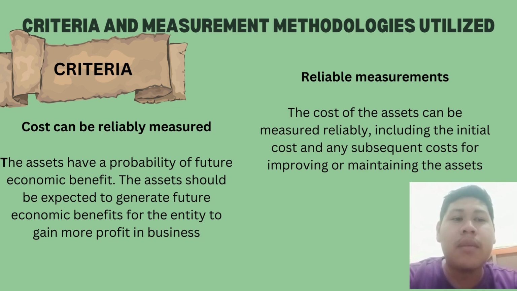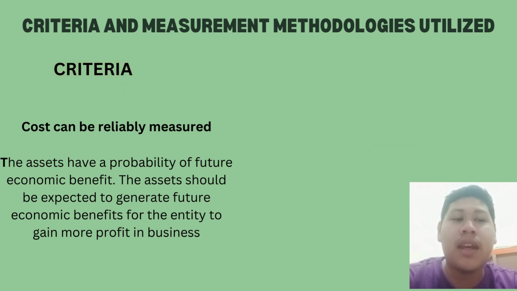Secondly, reliable measurement. The cost of the asset can be measured reliably, including the initial cost and any subsequent cost for improving or maintaining the asset.